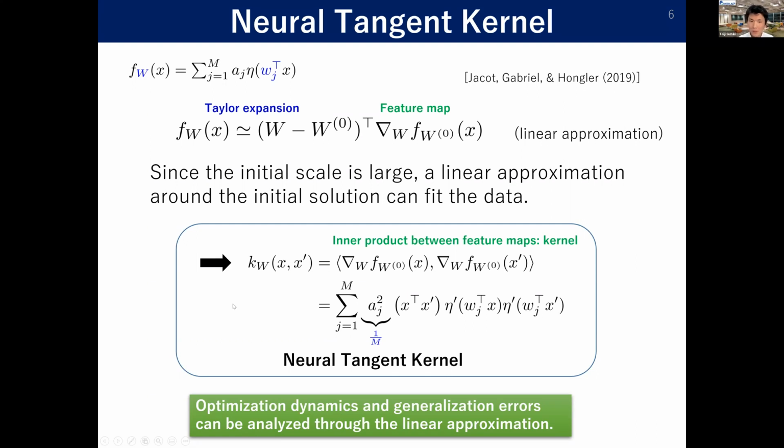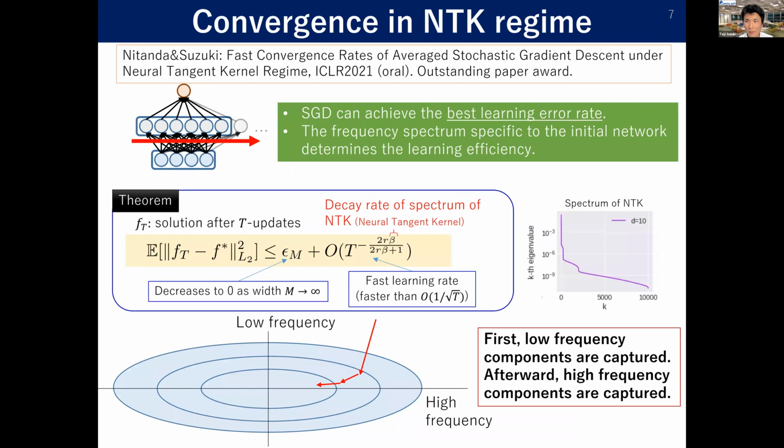Through this viewpoint, we can analyze the behavior or the optimization of a neural network, because all of them can be reduced to that of the kernel models. There are many theories about the kernel methods, so we can import all such theories into the neural networks. Actually, there are many theories about the optimization or generalization in the neural tangent kernel regimes. This is just one of them.